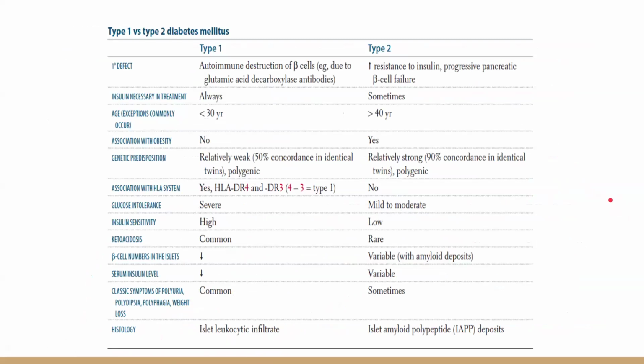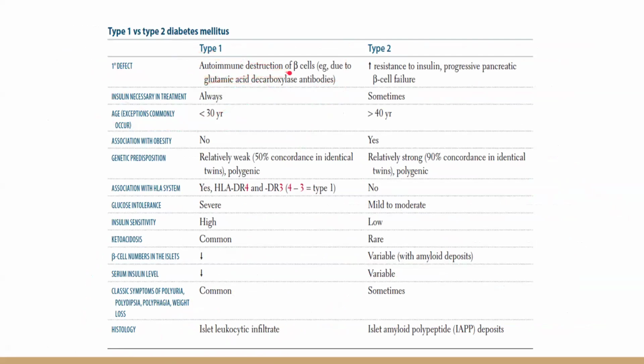Okay, type 1 versus type 2 diabetes mellitus. Okay. So this is important. You need to be able to compare it. Okay. So start with the primary defect that 1 degree stands for primary. Okay. So what's the problem in type 1 diabetes?